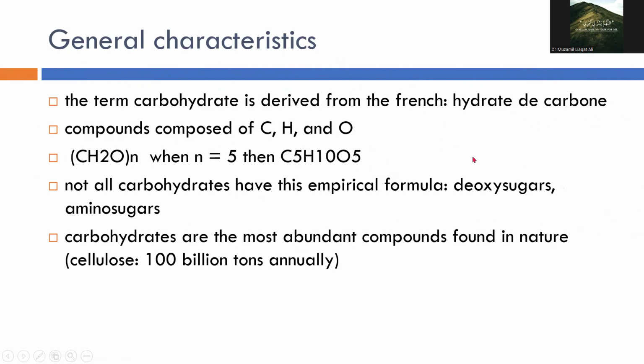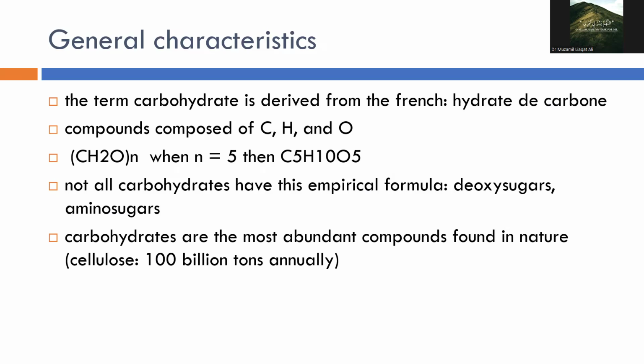The term carbohydrate originates from the French hydrate de carbone, because the early chemists observed an empirical formula approximating CH2O n. For a pentose, n is 5, which yields C5H10O5, and for a hexose, that is C6H12O6.